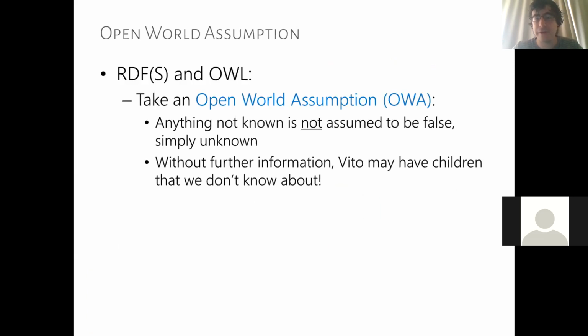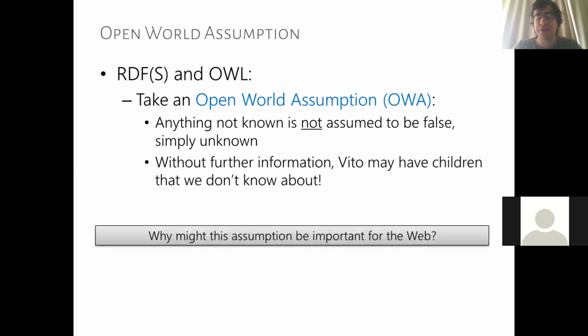So in general, RDFS and OWL take an open world assumption. What this means is that anything that is not known is not assumed to be false. It is simply unknown. And this is in contrast with relational databases, where often we'll take something like a closed world assumption. We'll assume that if some employee is not in our database, then that employee is not an employee of the company, right? So without further information, Vito may have children that we don't know about.